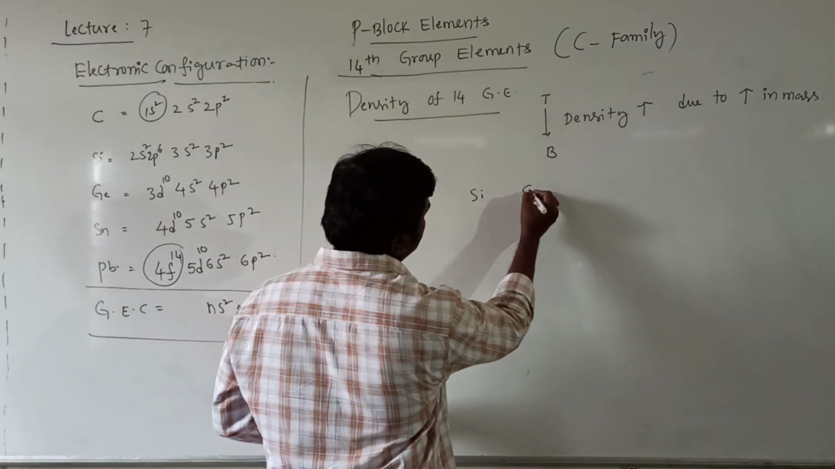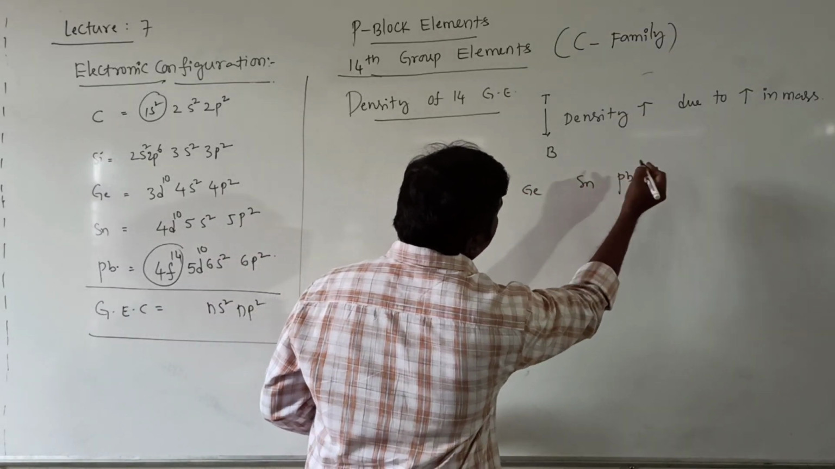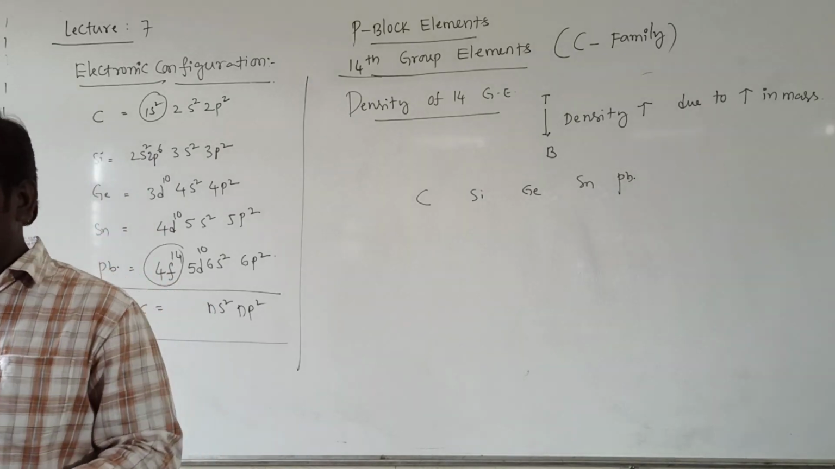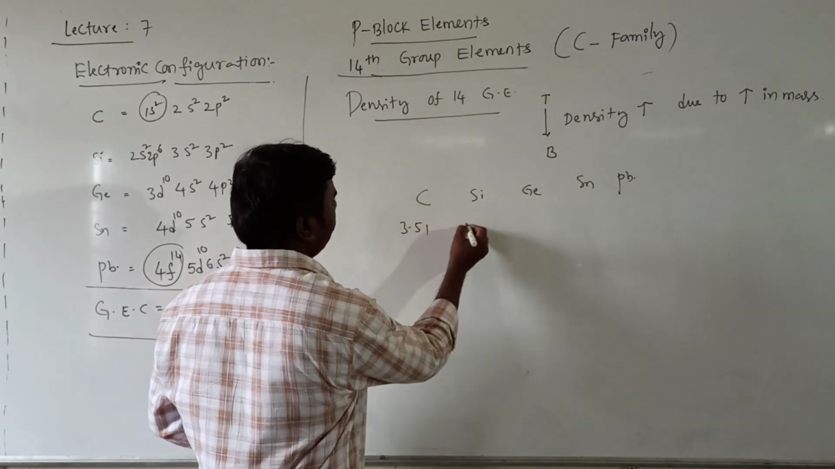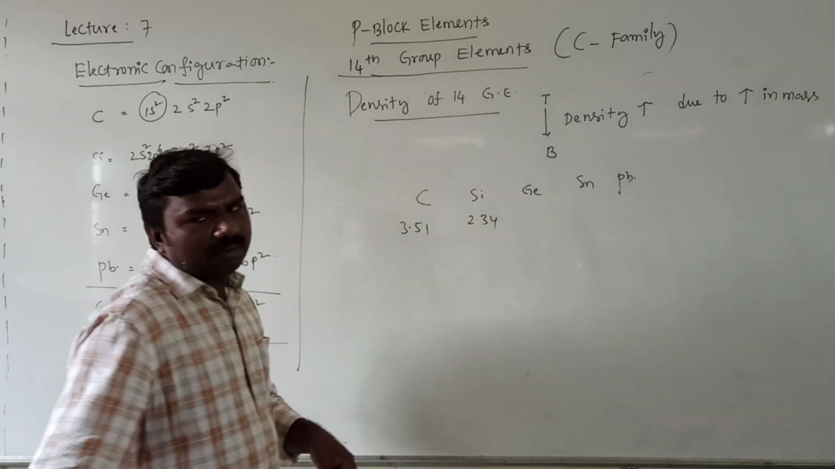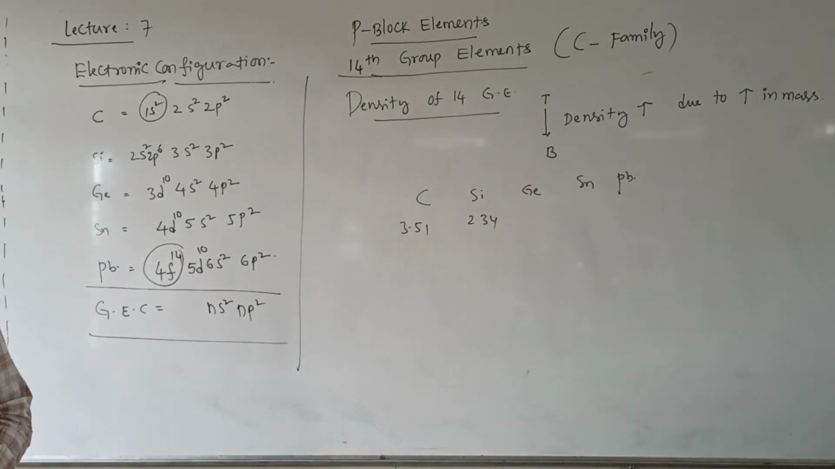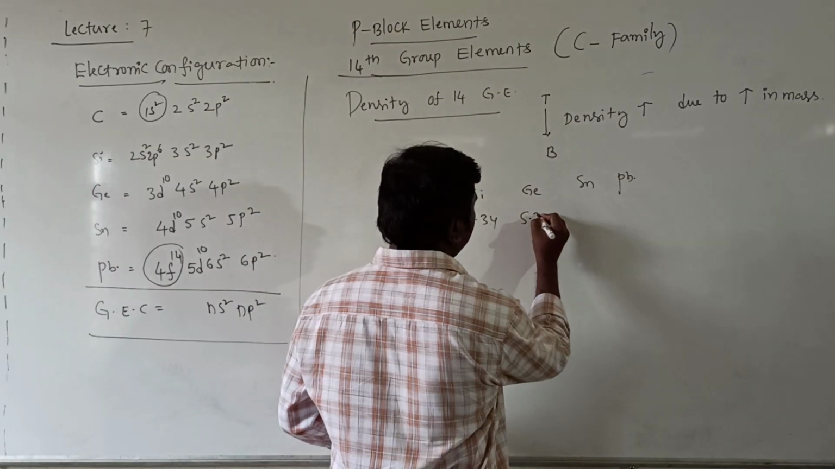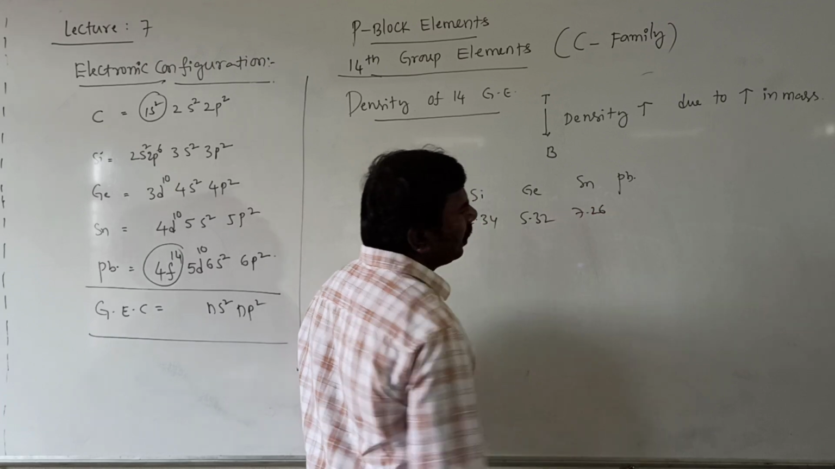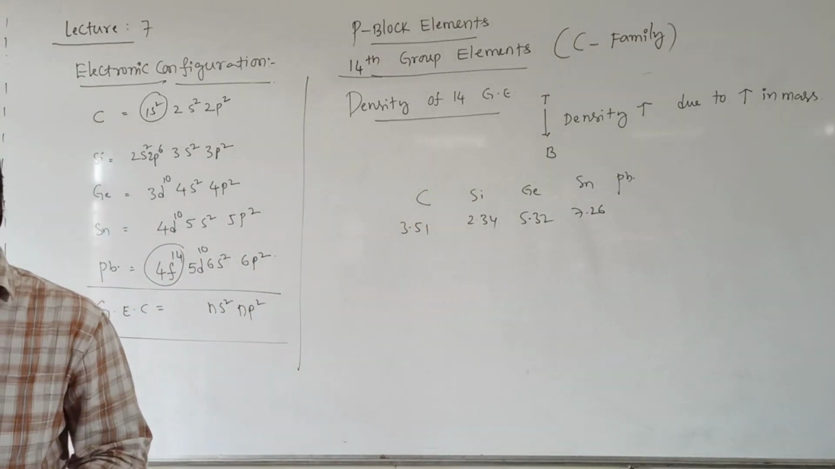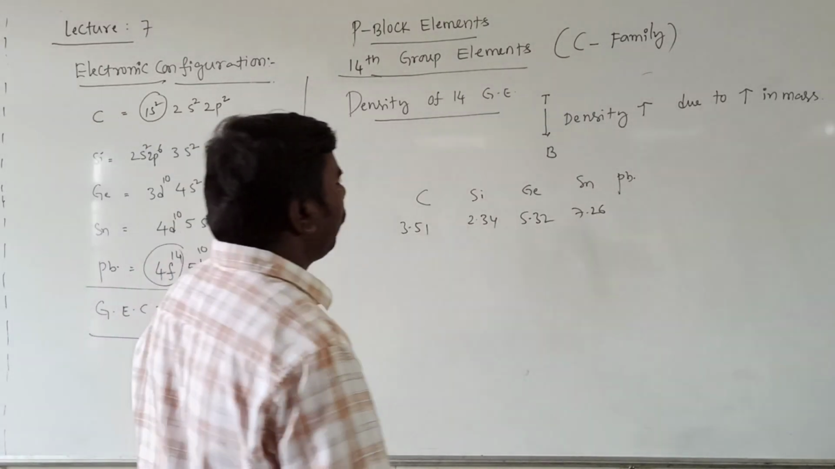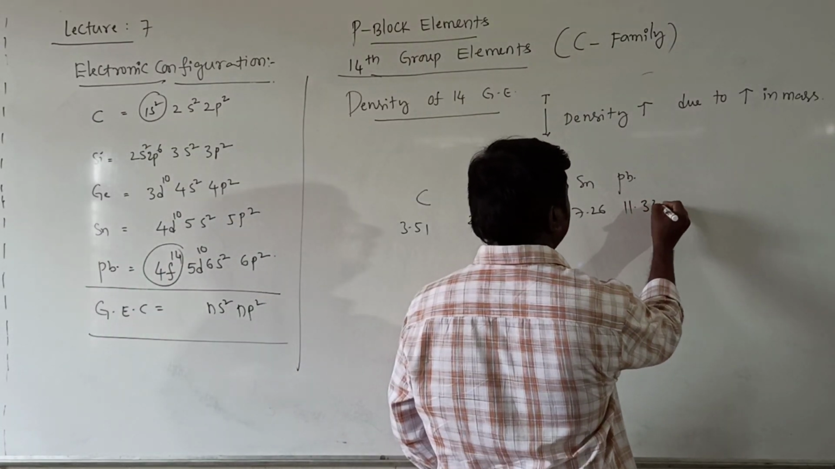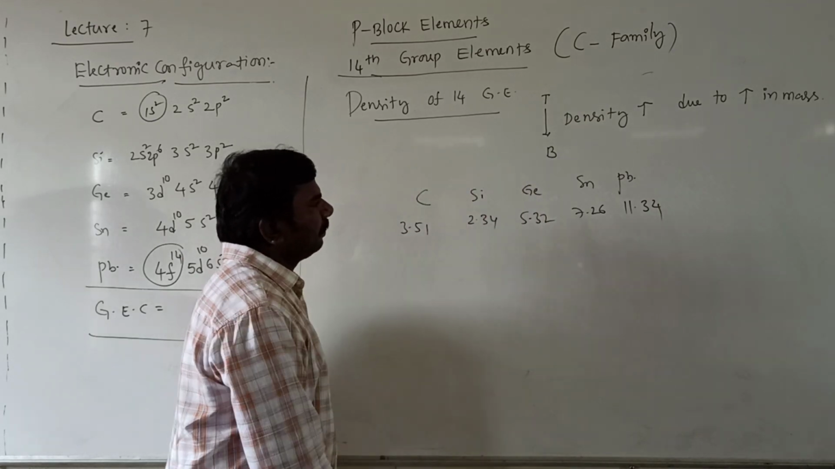Carbon, silicon, germanium, tin, lead. If you observe, the densities are 3.51, 2.34 grams per cubic centimeter. Next, 5.32, 7.26, and the last one is a very, very important one, 11.34. Yes, this is the order.